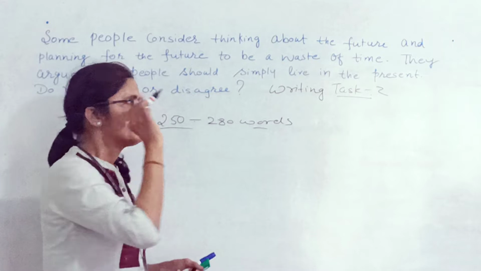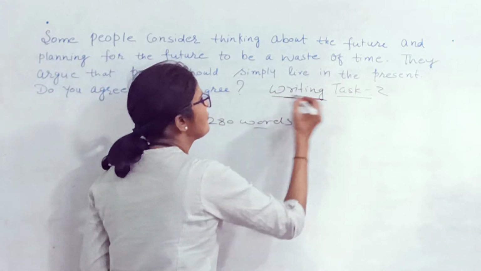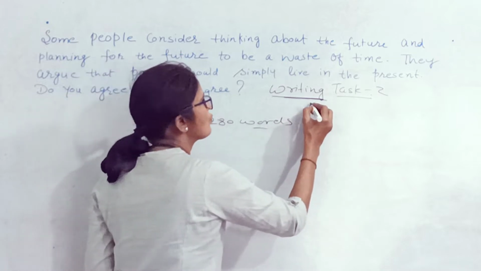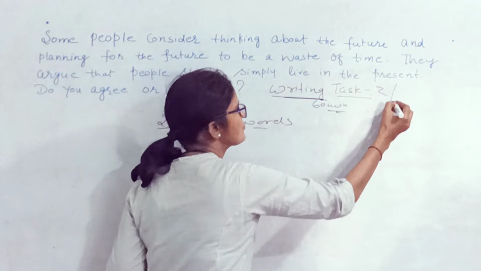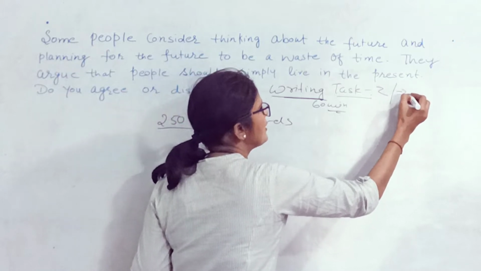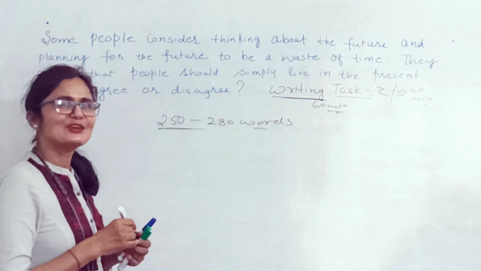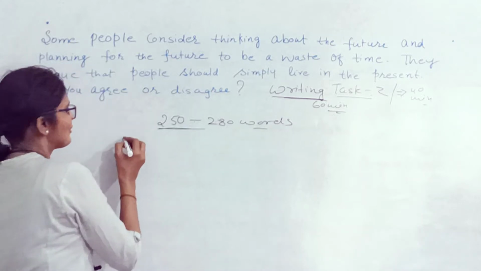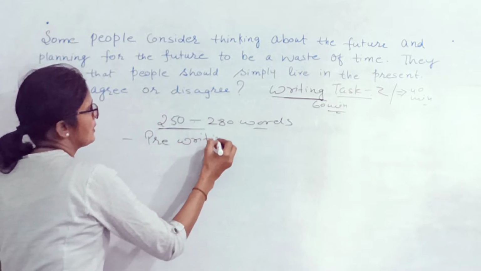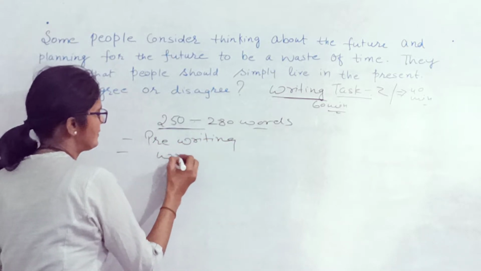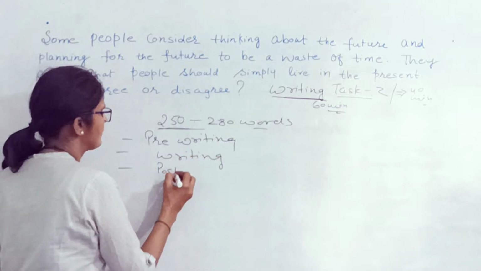Now, in IELTS writing, we all know that we get 1 hour, 60 minutes. But for IELTS writing Task 2, we just recommend our students to finish in 40 minutes. But how? Because in any kind of IELTS writing, we do pre-writing, then writing, and then we do post-writing.